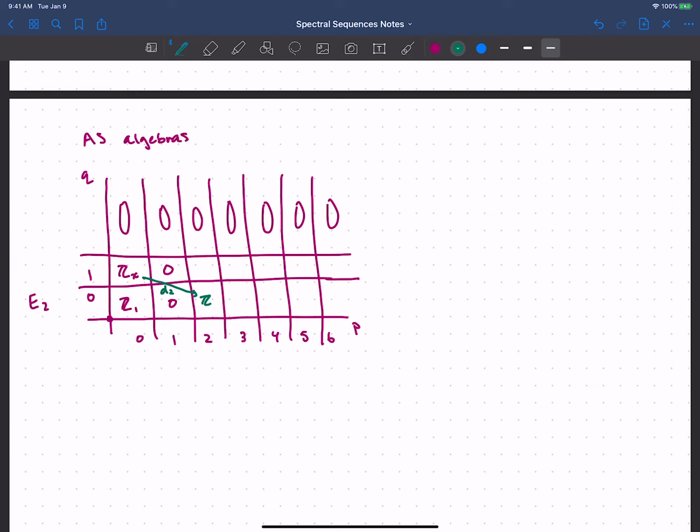And let's just name the generator of that. We'll call it Y. Well, now remember that our E2 page should be the tensor product of these rings, the cohomology of the fiber and the cohomology of the base. And so in the tensor product I should have a class that looks like x times y. And so here, that copy of the integers is just generated by x times y.